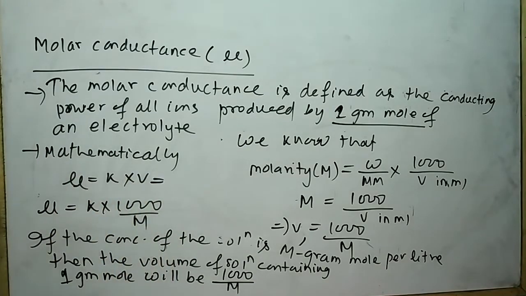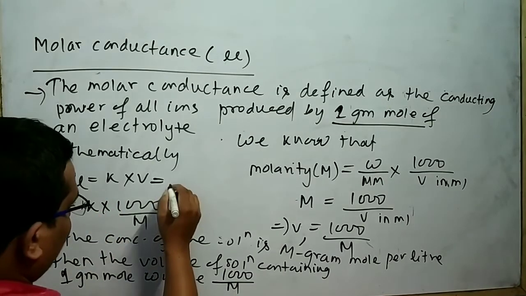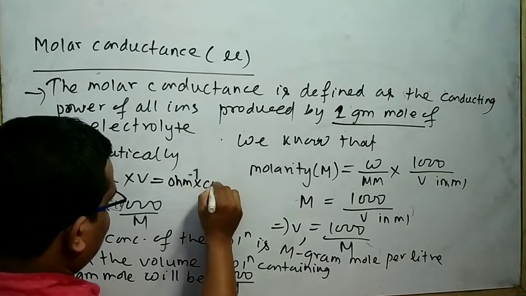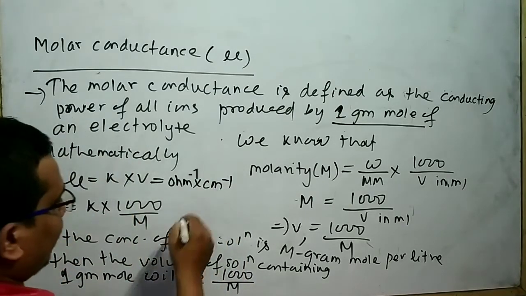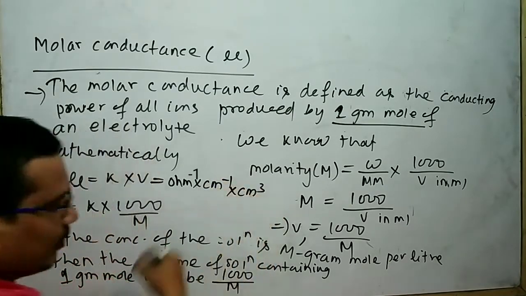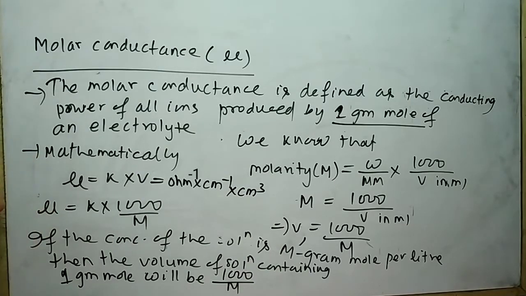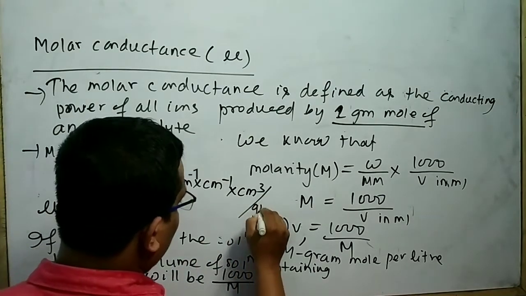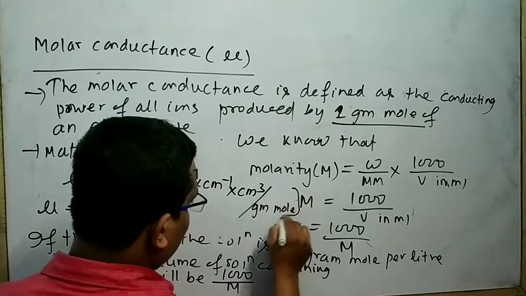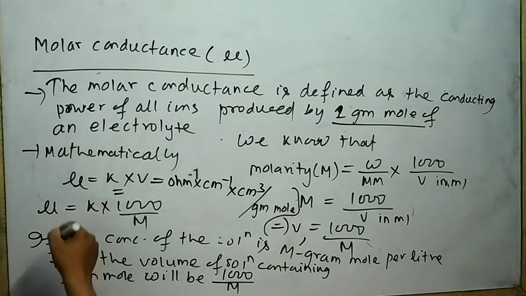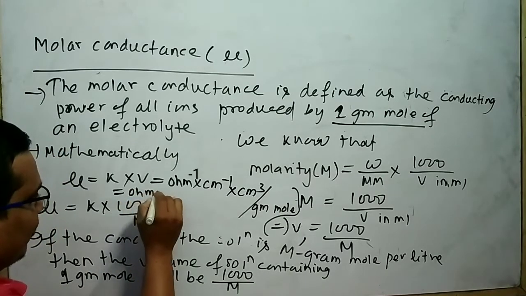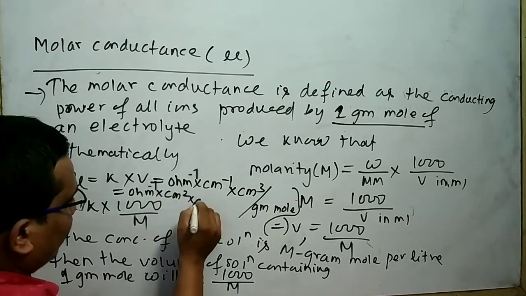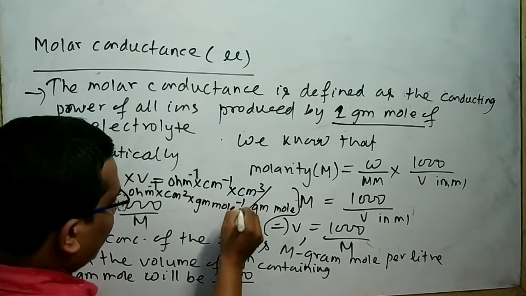Now I want to find the unit of molar conductance. The unit of K is ohm inverse centimeter inverse. The unit of V is cm according to definition. This is only for gram per mole, so I can write here per gram mole. That means I can write the unit of mu equal to ohm inverse cm square into gram mole inverse.